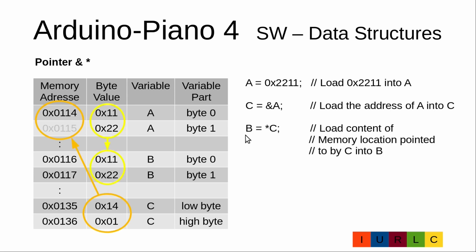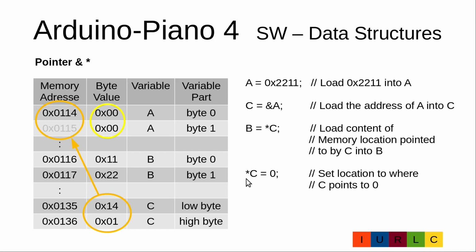With the statement b equals asterisk c, the content of the memory location to which c points will be loaded into b. c points to 0114, and in the memory location 0114 we have 2211 hex, and we load it into b, 2211 hex.